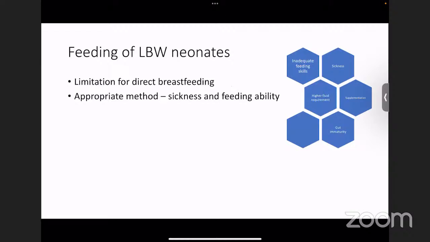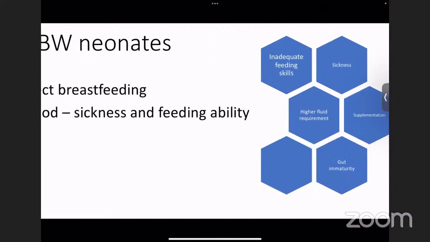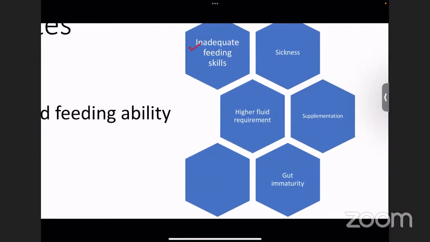So another important question: how to feed low birth weight neonates, which is an important 10 mark, 5 mark question and should be known. So what are the limitations? This is the thing which helps you to know well. The breastfeeding skills I have already discussed. If you want to know what the breastfeeding skills are, please see the previous lecture.